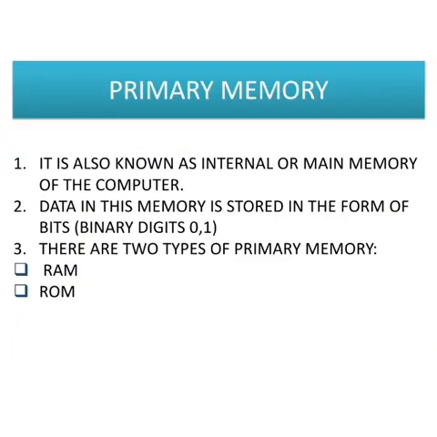So what is primary memory? It is also known as the internal or main memory of the computer. Data in this memory is stored in the form of bits. What are bits? 0 and 1. There are two types of primary memory, that is RAM and ROM.